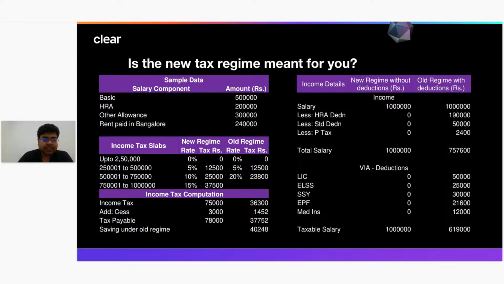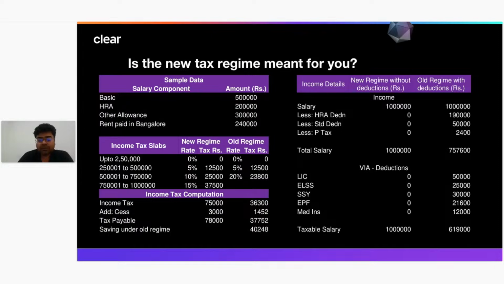And in this example, we have taken that the person is staying in a place in Bangalore and paying 20,000 rupees of rent per month. That is 2,40,000 rupees in a single year. Now, under the new tax regime, since there are no deductibles, the 10 lakh rupees salary will become taxable in my hand as 10 lakh rupees. Under the old tax regime, I will be able to take HRA allowance, I will be able to take standard deduction and professional taxes if I have paid any. Now, over here we can see that HRA deduction is coming to 1,90,000 rupees. However, the rent that I have paid is only 2,40,000 rupees.